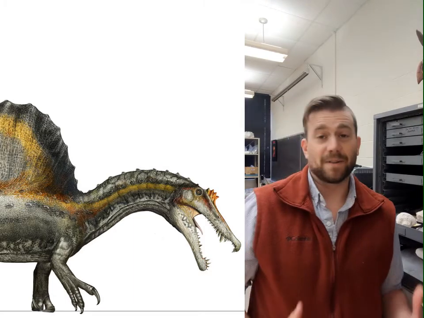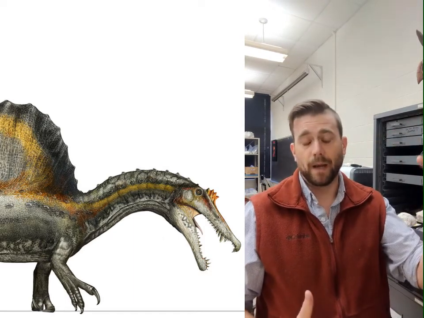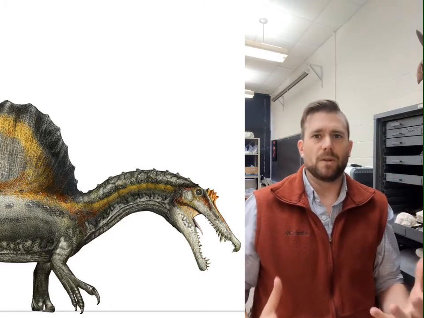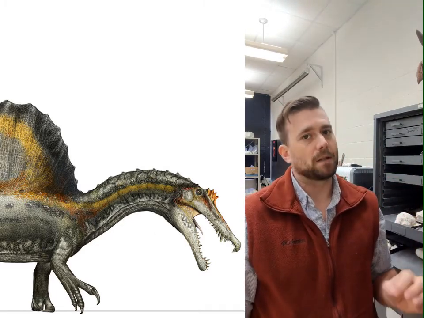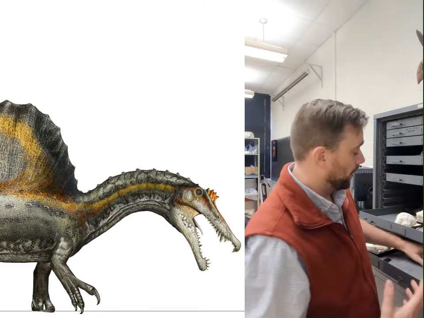Now, Spinosaurs get a lot of attention for the obvious tall neural spines that give them their name, and also that long crocodile snout. And those are really bizarre features, but there's something else that Spinosaurids have that is also really impressive, and that's their hand claws.